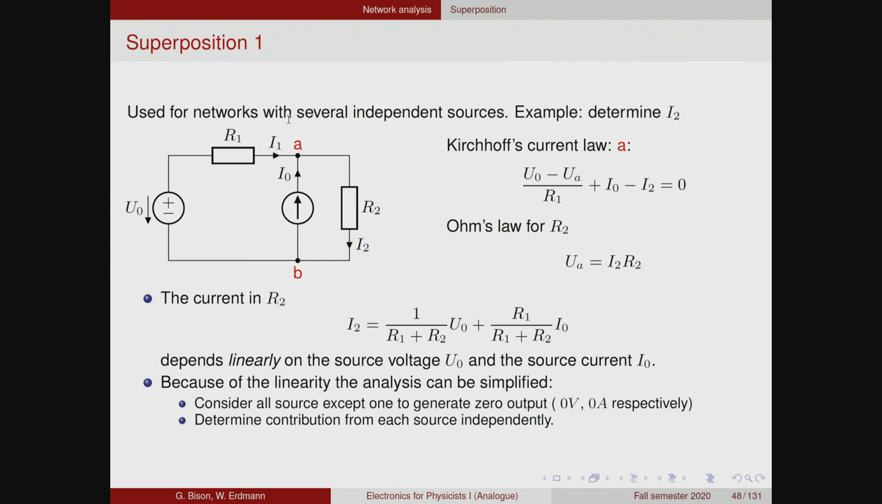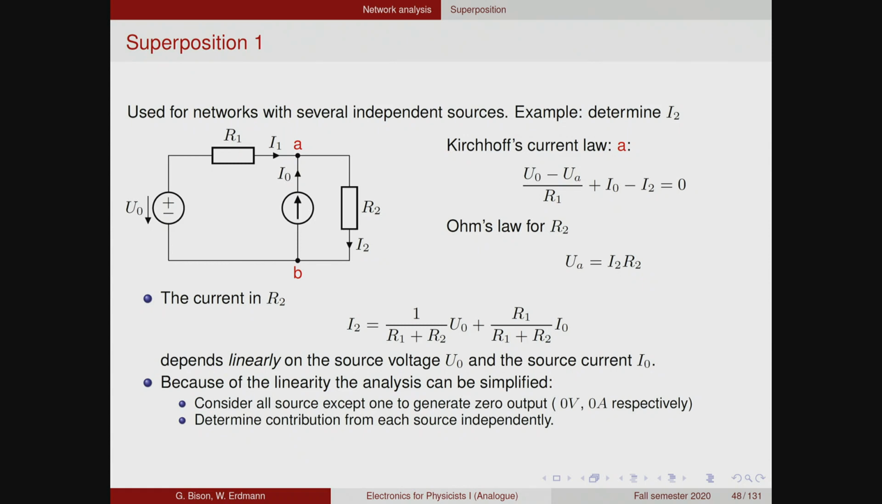So if we do this in the normal way, we use the current law. We see here that in this node, the two input currents add, and that the current across resistor 1 is related to the voltage in the voltage source. If we add Ohm's law for resistor 2, we find this expression, we can solve it to show this form. So again, as we see here, it depends linearly. So it's a term just using resistors to scale this voltage, which contributes to the current. And we add to that another term, again, some scaling factor due to the resistors times the current in the current source.